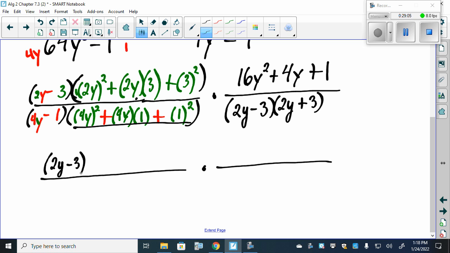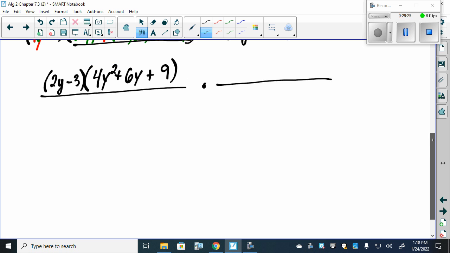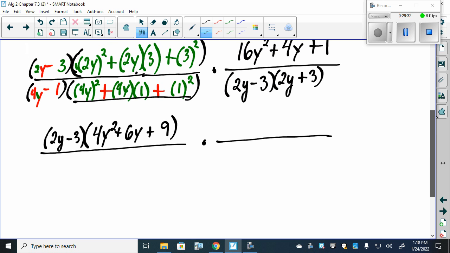quadratic parts of the sum and difference of perfect cubes, so the first one is we have 2y squared. So we're going to square both the 2 and y. And 2 squared is 4, and y squared is y squared. 2y times 3 is 6y, and 3 squared is 9. Now, on a lot of these here in the homework, do make sure for like the 2y squared that you square both the 2 and the y.